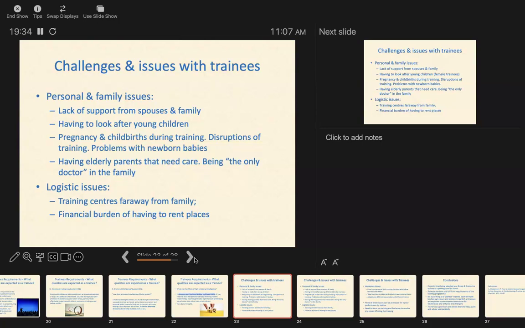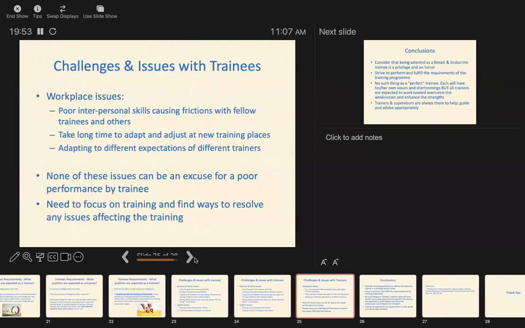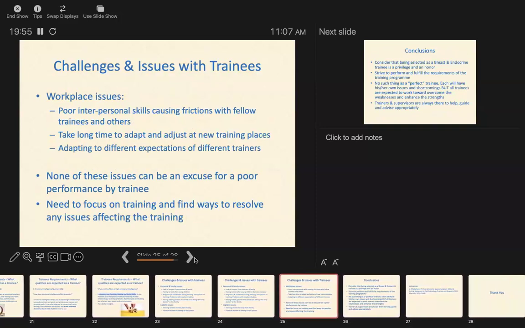For example, logistic issues, when you are away from family, you have to rent places, again taxing on your financial burden as well. So these are the things that as your future trainee, you have to consider. But this shouldn't discourage you from joining the training program. Okay, I think we did the repetition. Yes. And workplace issues as well.